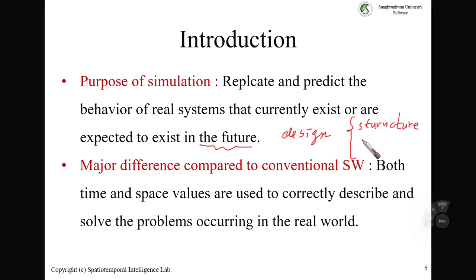And the other is, as written there, behavior. We can design the structure of the target system in many different ways. Okay? This is about the layout, usually represented by blueprints if it is a building.